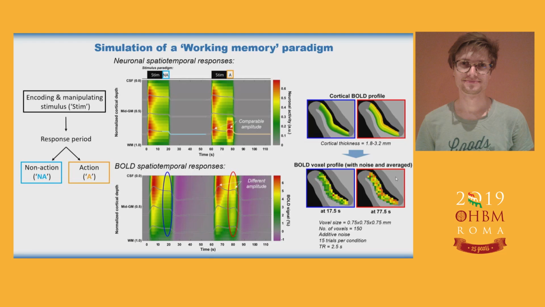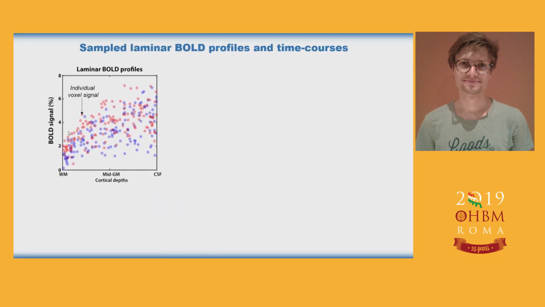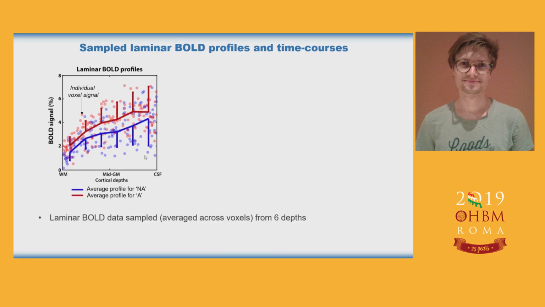And these are examples of voxel activation maps during non-action and action trials, including additive noise and averaging over 15 trials. So here is another way how to look at the data, showing you the individual BOLD voxel signal as a function of cortical depth. We decided to basically sample 6 depths, and you can notice that now the biggest difference between those non-action and action responses are in upper depths.